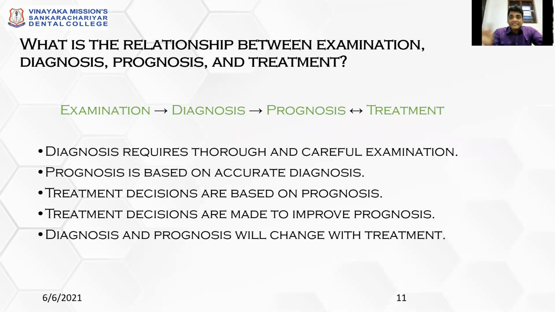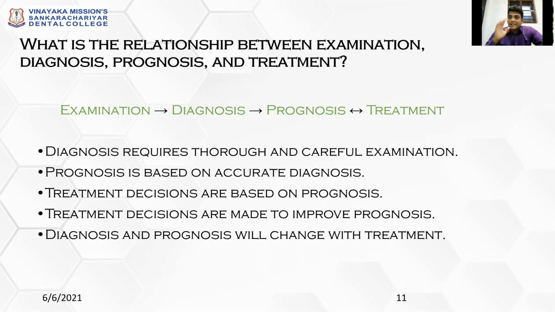So for this, risk assessment is very important, to have a proper prognostic tool to find out whether the disease can progress in a positive way or a negative way. The risk assessment and analysis is very important. The diagnosis requires careful examination, and prognosis is based on accurate diagnosis. Initially, you will arrive at a provisional diagnosis. On further re-evaluation, you will arrive at an accurate diagnosis. After arriving at an accurate diagnosis, you have to go for a prognosis.